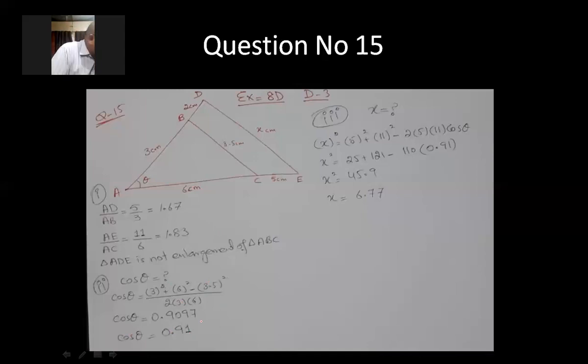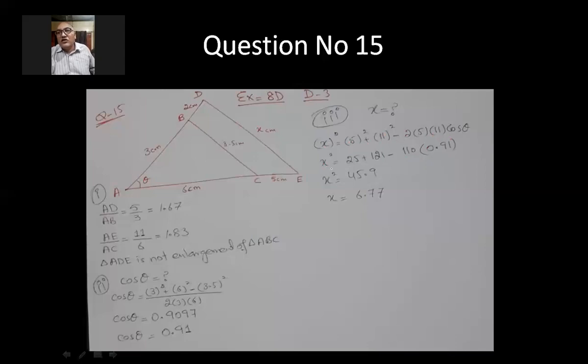The third part is, he says, hence find the value of the x. Here we have the value of the x. So I can find the value of the x. I know this side, that's 5. I know this side, that's 11. And I know the cos of this theta. So use the law of cosine, and it says x square is equal to 5 square plus 11 square minus 2 into 5 into 11 into cos of theta. So 5 square will be 25, 11 square is 121 minus 2 into 5 into 11, that's 110. And cos theta is 0.91.